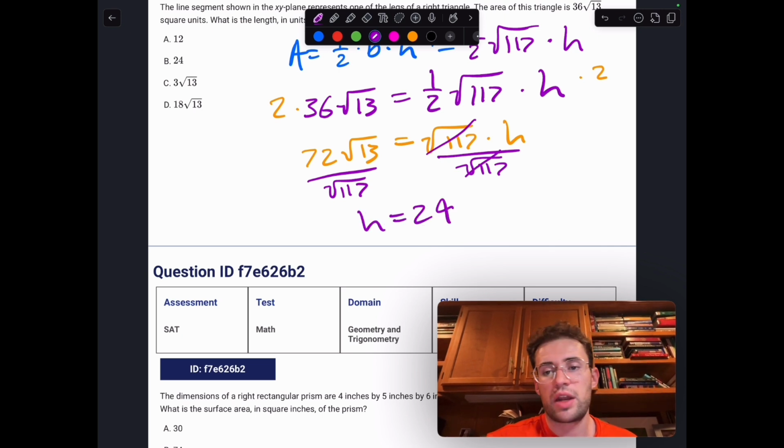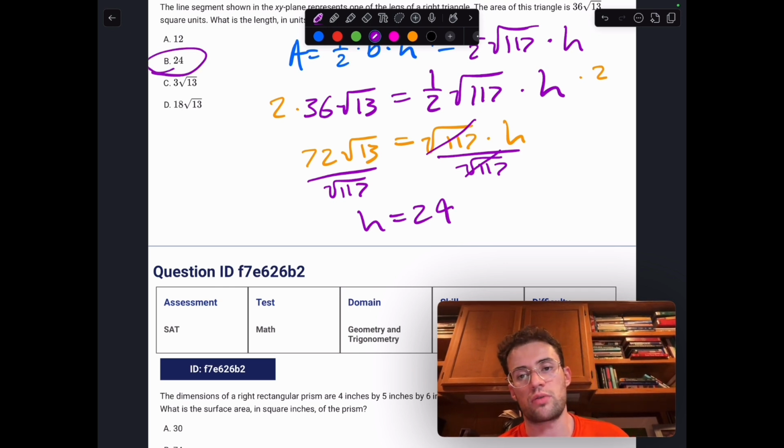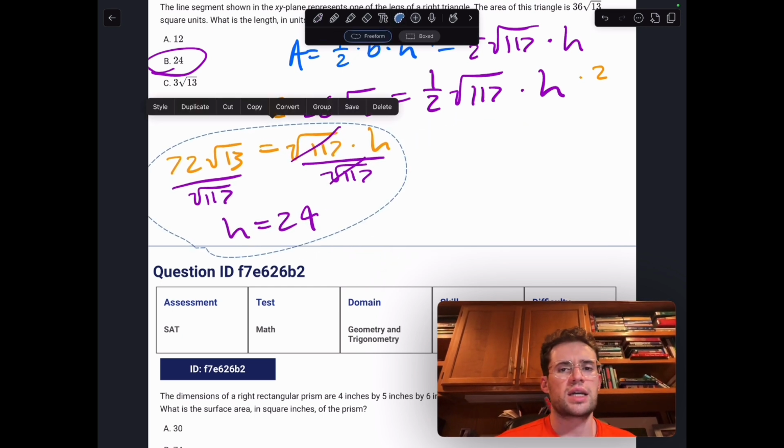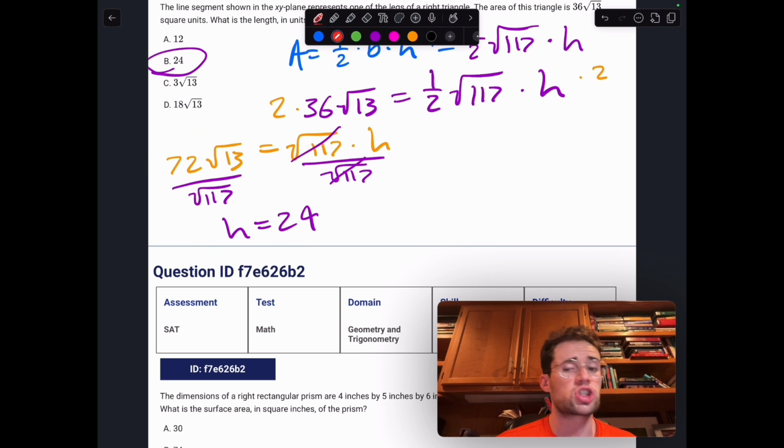All right, so without even doing any math in terms of figuring out what square root of 117 is simplified, you could figure that out. That's probably what a lot of my students would do. And it didn't take any time, so I will not discourage that.